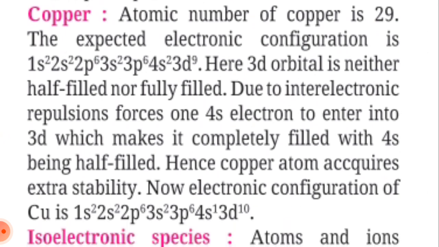Copper. The atomic number of copper is 29. The expected electronic configuration is 1s2, 2s2, 2p6, 3s2, 3p6, 4s2, 3d9. Here the 3d orbital is neither half-filled nor fully filled. Due to inter-electronic repulsion, one 4s electron enters into 3d, which makes it completely filled with 4s being half-filled. Hence, the copper atom gains extra stability. Now the electronic configuration of copper is 1s2, 2s2, 2p6, 3s2, 3p6, 4s1, 3d10.